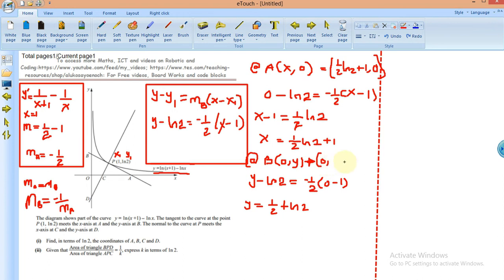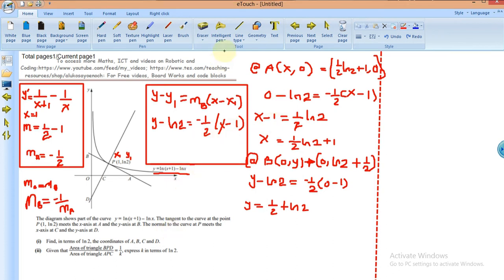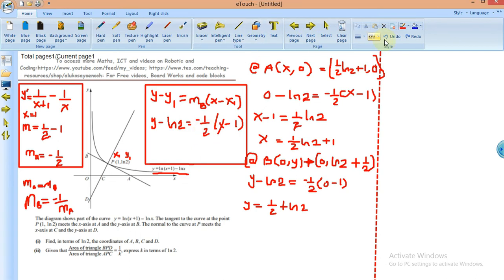Since I write my ln first, let me go ahead with ln 2 plus half. So that's the coordinate at B. Because this question asks us to find ABC, I'm through with AB, so let's go for C now. For C, the normal to the curve at P meets this, unlike here where we have the tangent to the curve. For the normal to the curve, I need to get a new equation. Let me change the color to blue so that we differentiate between normal and tangents.